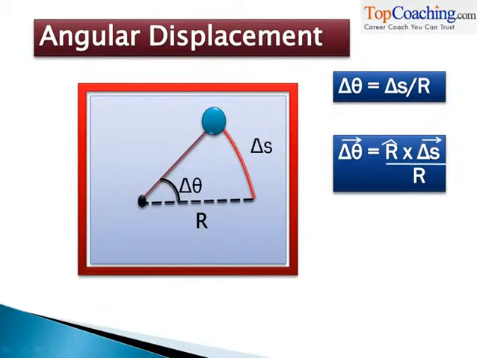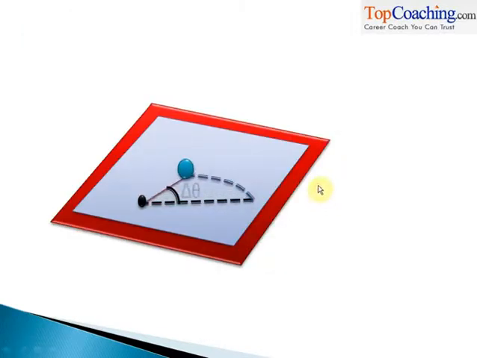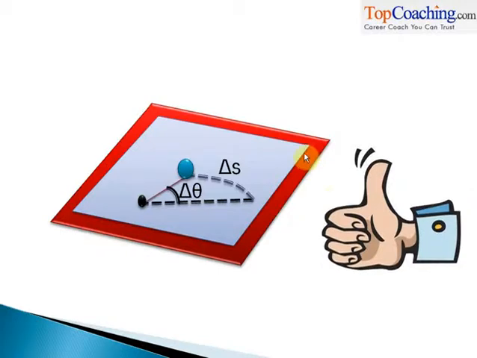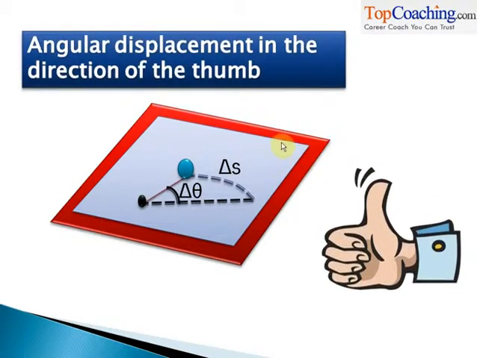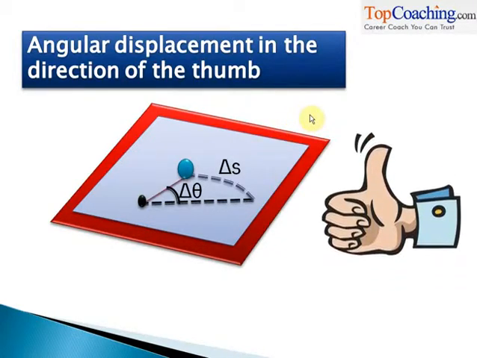We know that in case of a cross product, the cross product vector points in the direction of the thumb if you curl your fingers from one vector of the cross product to the other vector of the cross product. So in this case, if you curl your fingers from r unit vector to delta s vector, the thumb points in the direction of the angular displacement vector. If you curl your fingers from r to delta s like this, you will see that the thumb points upwards, that is perpendicular to the plane of the paper, outwards, isn't it? This direction of the thumb represents the direction of the angular displacement vector.